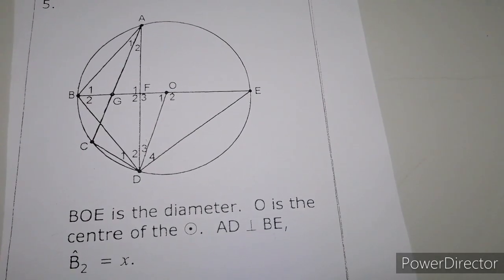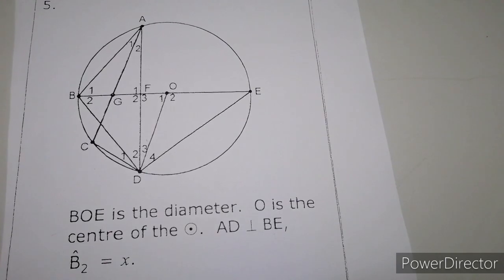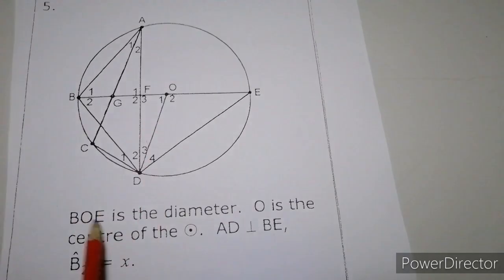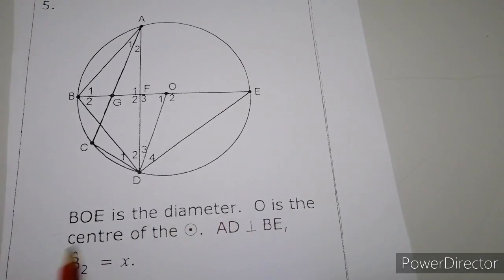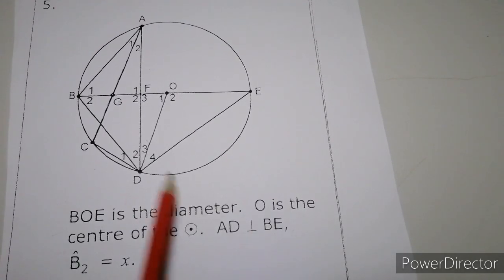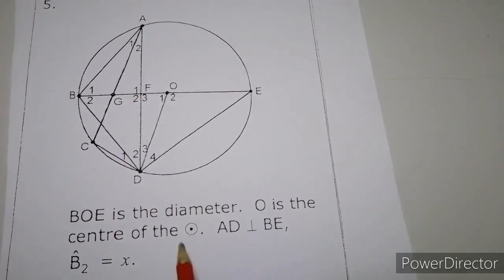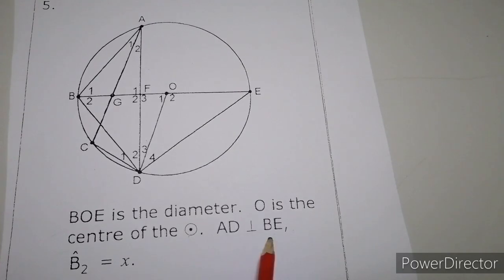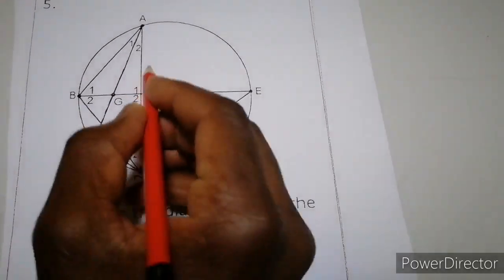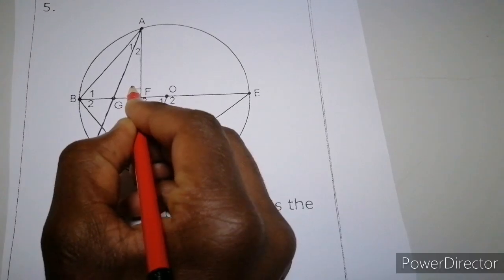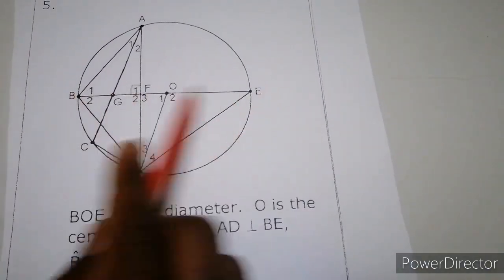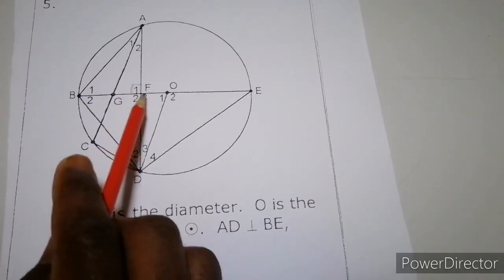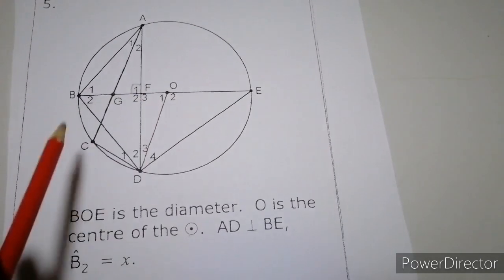Boys and girls, corrections, question 5. We are given a diagram and information. BOE is a diameter, O is the center of the circle, AD is perpendicular to BE but is not indicated on the diagram. I told you, from the information, if something is mentioned and not indicated, we're going to indicate it on the diagram. AD is perpendicular to BE. Those lines are perpendicular to each other. That means each angle around here is 90.